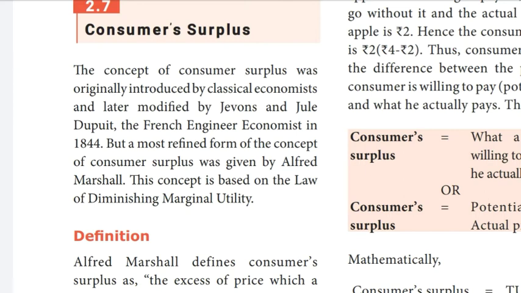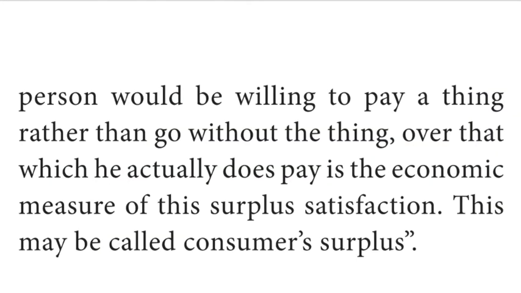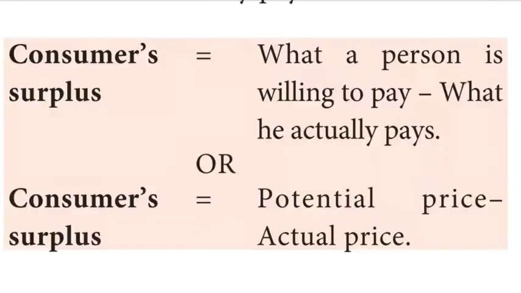Definition of consumer surplus. According to Alfred Marshall, consumer surplus is the excess of the price which a person would be willing to pay for a thing rather than go without the thing, over that which he actually does pay, is the economic measure of the surplus satisfaction. It is called consumer surplus. Formula for consumer surplus: consumer surplus is equal to potential price minus actual price, or what a person is willing to pay minus what he actually pays.